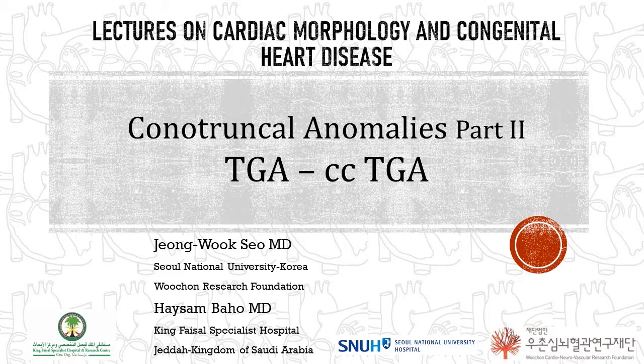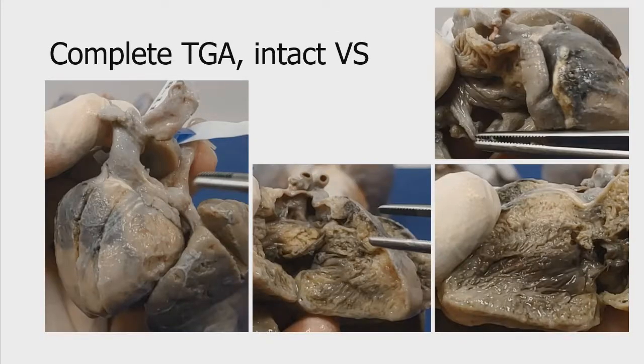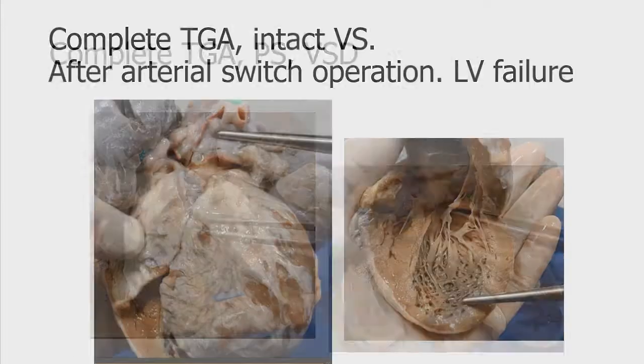This video is on conotruncal anomalies part 2, and that includes transposition of the great arteries and corrected transposition of the great arteries, or CCTGA. So here we will see short axis view and four-chamber view. And next we will see a complete transposition of the great arteries with an intact ventricular septum. Next, a complete transposition of the great arteries with pulmonary stenosis and a ventricular septal defect.